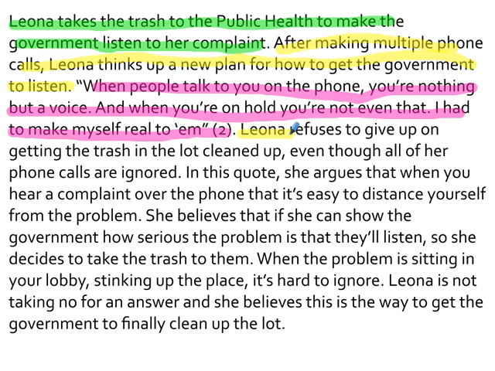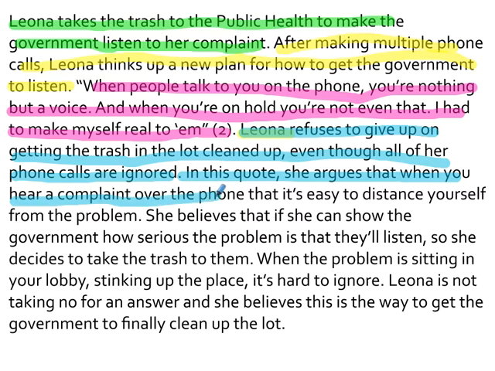So Leona refuses, let's highlight it in blue. This is my explanation. Leona refuses to give up on getting the trash in the lot cleaned up, even though all her phone calls are ignored. In this quote, she argues that when you hear a complaint over the phone, it's easy to distance yourself from the problem. Notice that in this last sentence, I'm not just explaining how my evidence supports my claim, I'm actually explaining my evidence to you. That's great to do within your explanation.